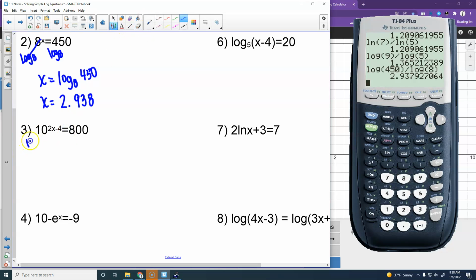Good. So we'll do log base 10, which is actually just your common log. So you can write the 10 if you want, but you don't have to. And so that'll cancel over here. We get 2x minus 4 equals log of 800. And log of 800 is going to be a number, so we can just type that into our calculator.